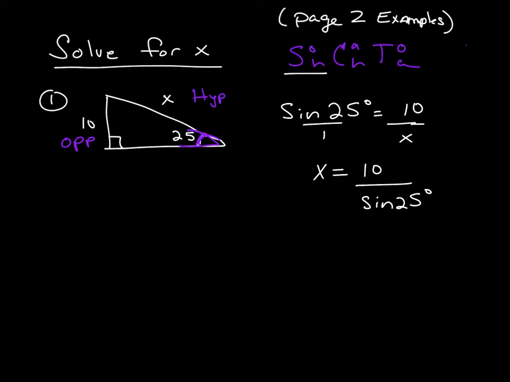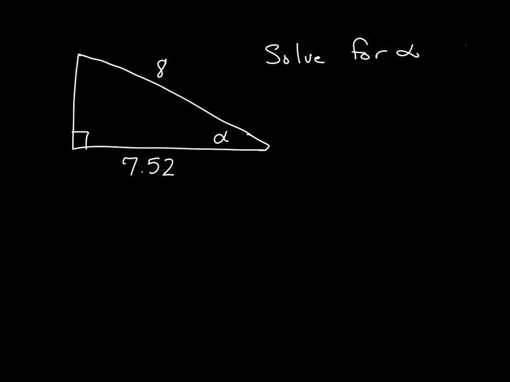So putting that into your calculator, x is equal to 23.6620. I want to round to the third decimal place, so I just chunk that off, and x is 23.662.